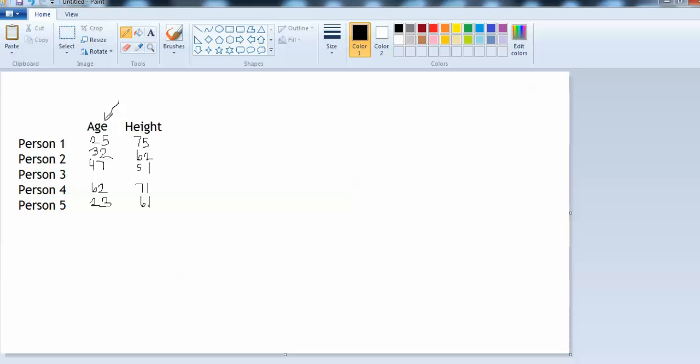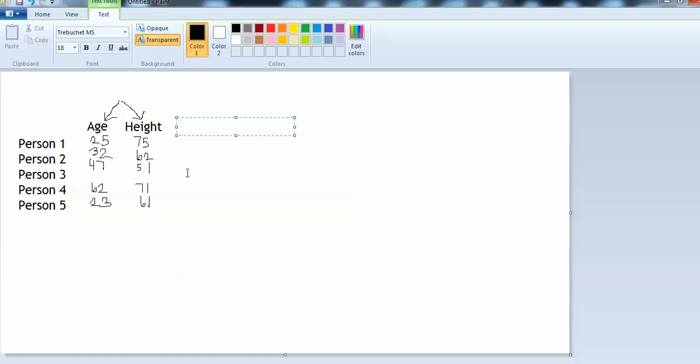So age is a variable, and height is a variable, because these are two things that are varying across the people that we're collecting data from. Different people are giving us different ages, and different people are giving us different heights. What if we also wanted to record something else, like the grade level of each person?